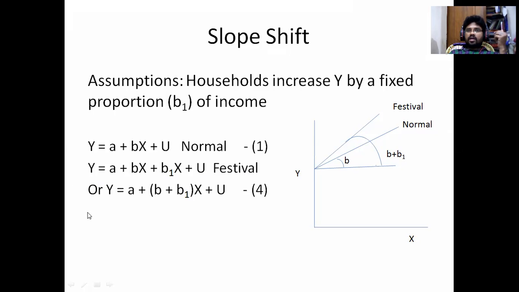If you club these two things together, there is y is equal to a plus b plus b1. We can add the slope of this one and this one. See, this is only b, and this is b plus b1, nothing but, during the festival period, the slope b plus b1. This b amount and b plus b1 amount, the slope value. That is the fourth equation.